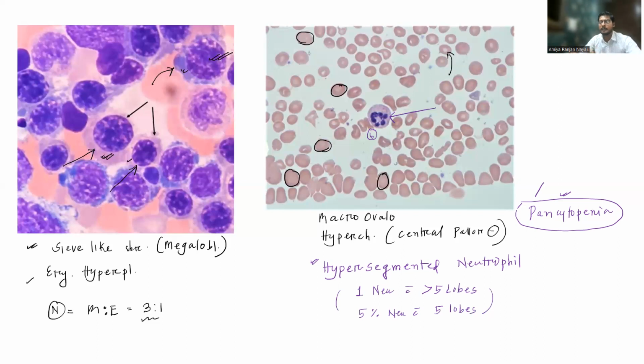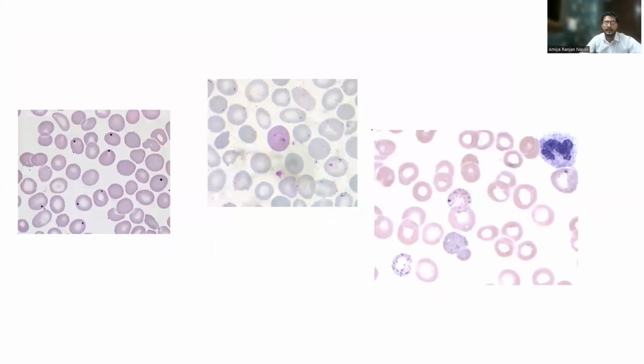There are some other findings also, slightly rarer compared to these findings. Sometimes you will get Howell-Jolly bodies. This we also discussed when I taught you about sickle cell disease. In sickle cell disease, I told you when the patient undergoes autosplenectomy, in those patients you are going to find these Howell-Jolly bodies.